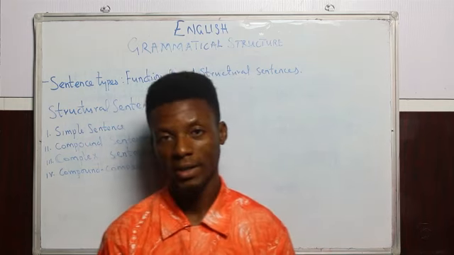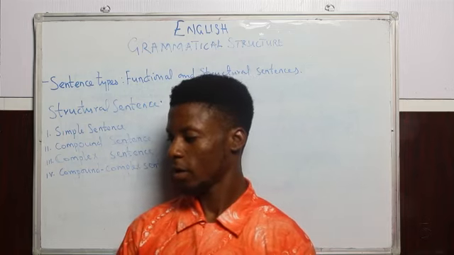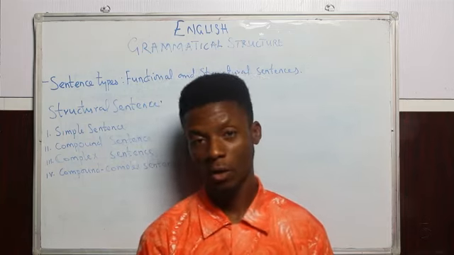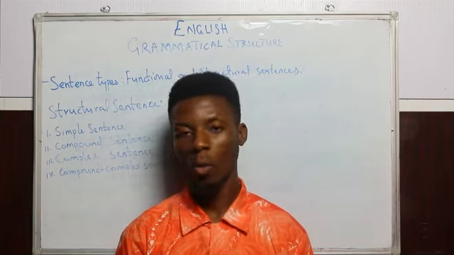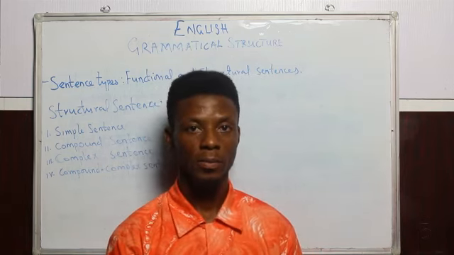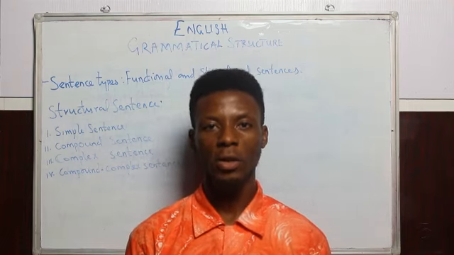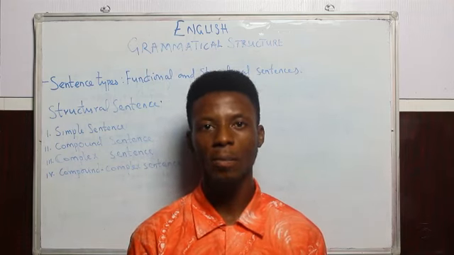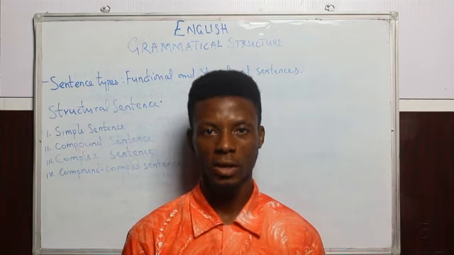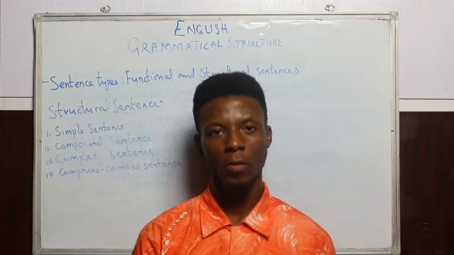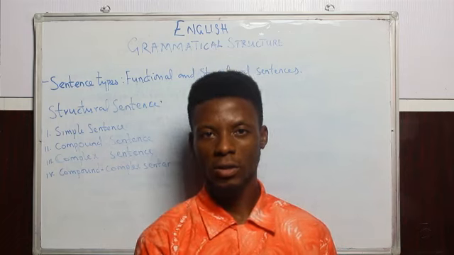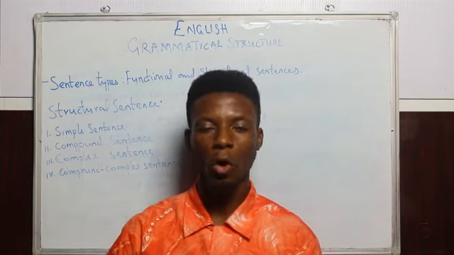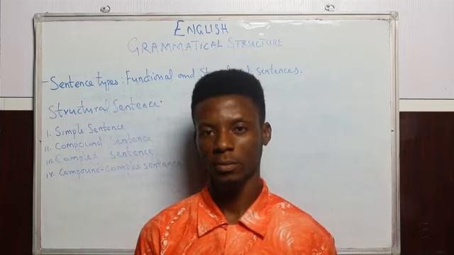The compound complex sentence is a sentence that contains at least one subordinate clause and two or more main clauses. That is, it can contain more than one subordinate clause, and it is made up of at least one subordinate clause, then two or more main clauses.